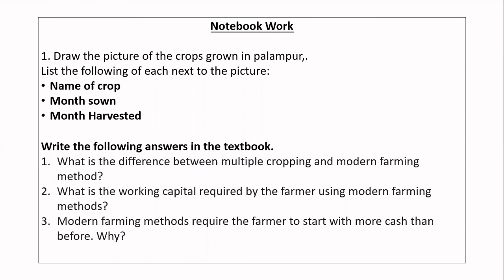The first one is, I want you to write the difference between multiple cropping and modern farming methods, minimum two. Next is, what is the working capital that is required by a farmer who is using modern farming methods? I want you to brainstorm and list out these answers. And the last one is that modern farming methods will require the farmer to start with some more cash than before. Why is it so, and what are the reasons? So I want you to do this work in your notebooks and keep ready so that in the next Zoom lesson we can have a discussion about it.